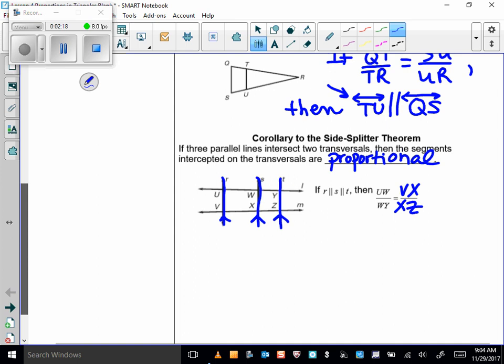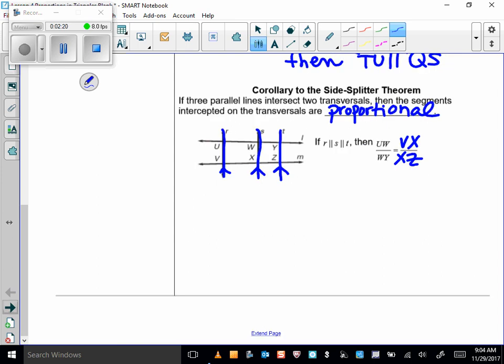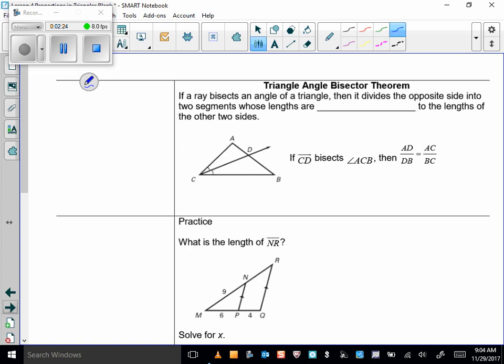So we got one more theorem to do, and then we're just going to take off and work practice problems. And this one is the triangle angle bisector theorem. And it says if a ray bisects an angle of a triangle, then it divides the opposite side into two segments whose lengths are, just as you would guess, proportional to the lengths of the other two sides.